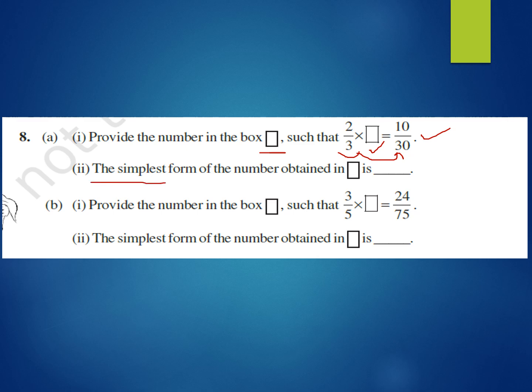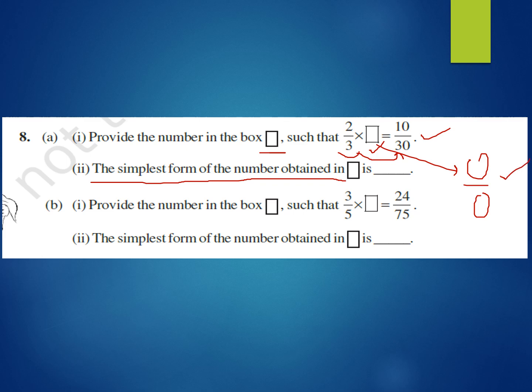The simplest form of the number obtained in the box. Whatever number you get in the box, you write that number over here and see whether that number is simplest or it can be reduced further to find the simplest form. I've told you how to find the simplest form in the last class also. So you can do that from there.